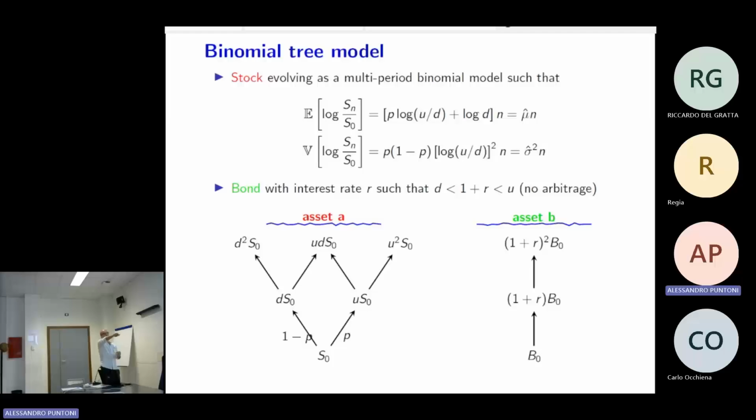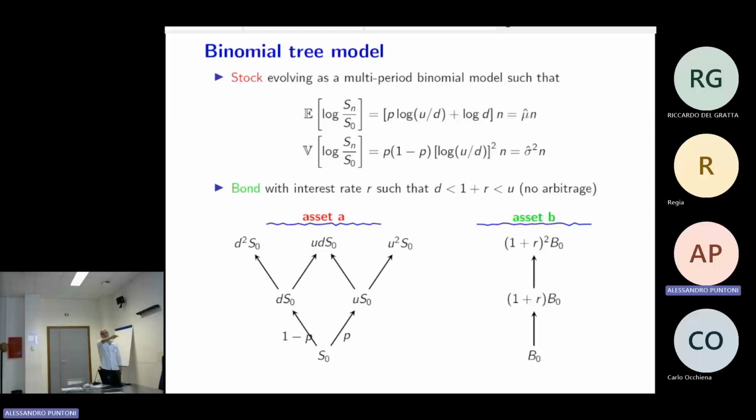On the other side, of this model we can compute the expectation of the logarithm of the stock price, which is called the return, and also the variance, whose square root is called the volatility. We can compute these quantities, but it doesn't matter.